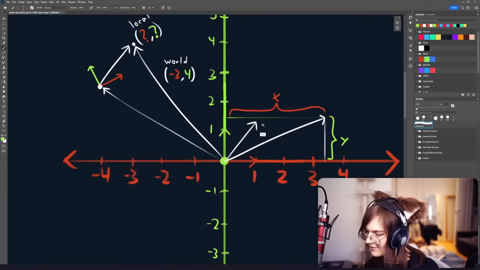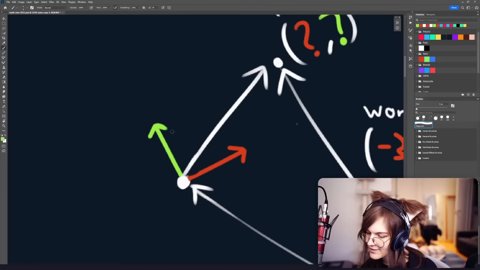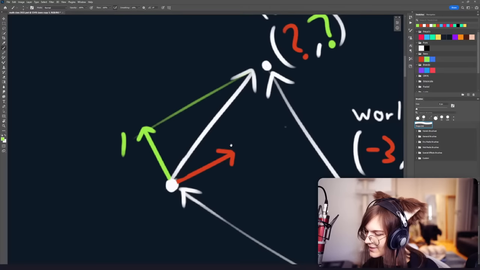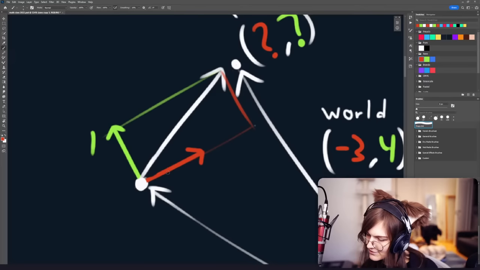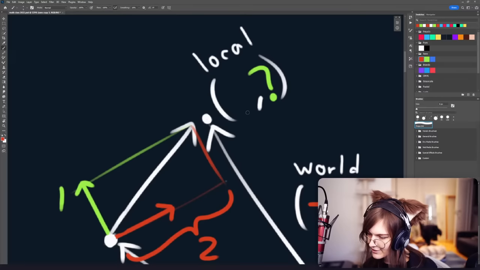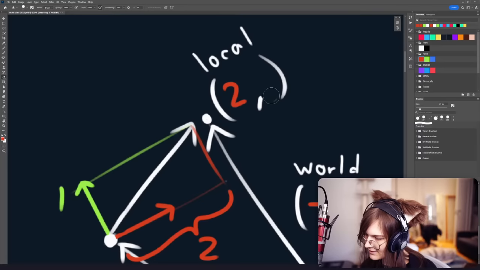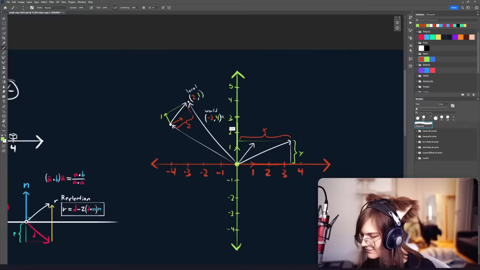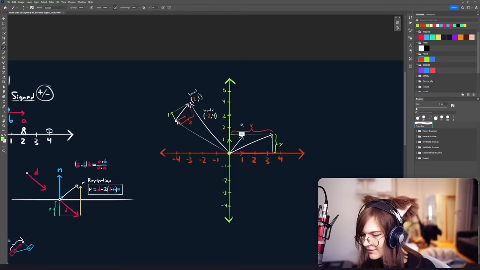And so we can do that with this vector. We take the dot product between the y-axis and this world space vector, and then we're going to end up getting the coordinate here, which ends up being 1 in this case. And then we do the same thing for the x-axis. We project it onto this axis, and the length here is going to be 2. And so that's how we can go from world to local. So in this case, it's going to be 2 on the x-axis, and on the y-axis, it's going to be 1. Okay, and so that's how we do world to local.